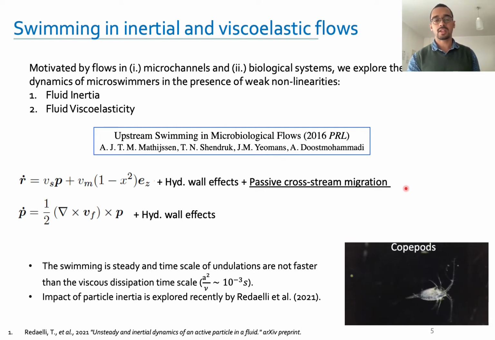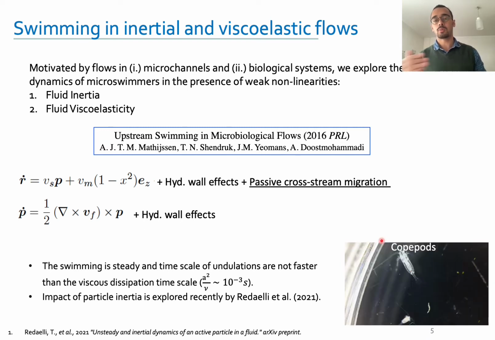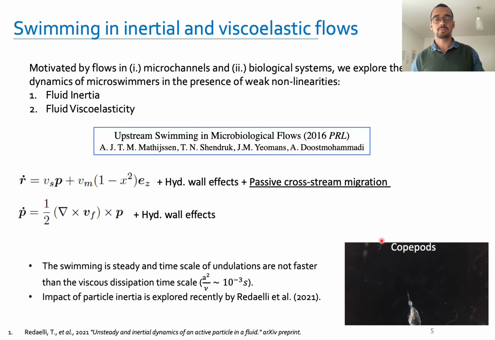One thing we want to clarify here is that we are working in the quasi-steady limit. So the time scales of undulations of the swimmer are not very fast, so that the particle Reynolds number doesn't show up. And this has been recently taken into account by Ravelli et al. And this corresponds to one of the examples of copepods. They produce certain thrusts to propel themselves forward at very high speeds.